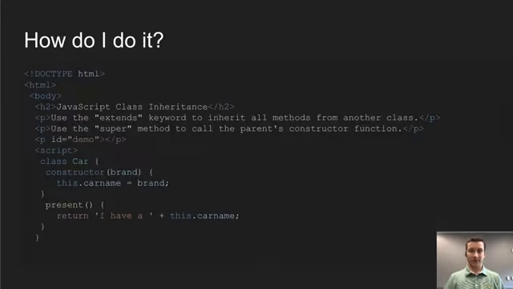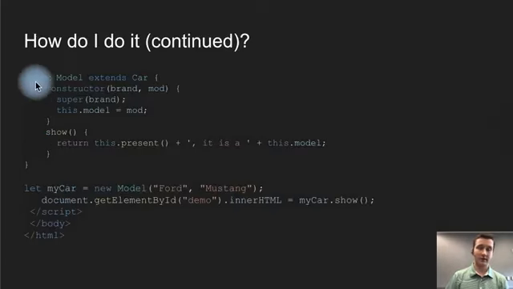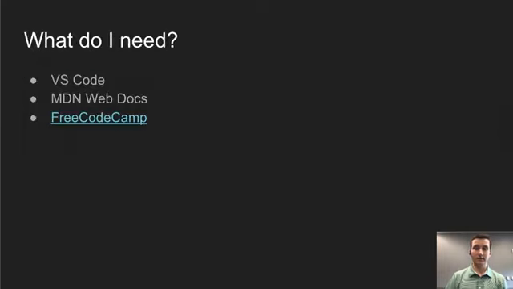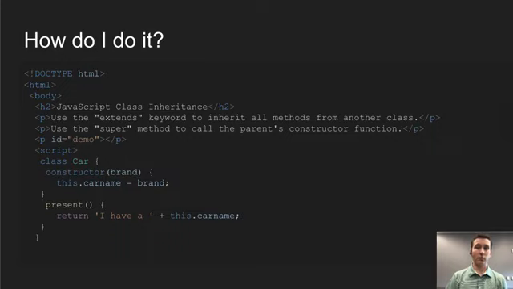Take the example shown above and add a new property to show the model of the car. Here we have an example of inheritance, so we have the class car. And here we have the class model, which extends the class car. And we're calling show. So your goal is to take this example and add a new property to show the model of the car.